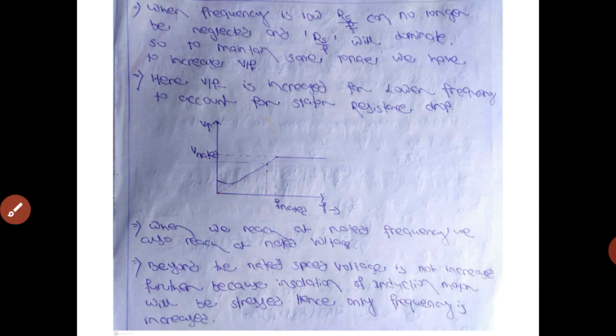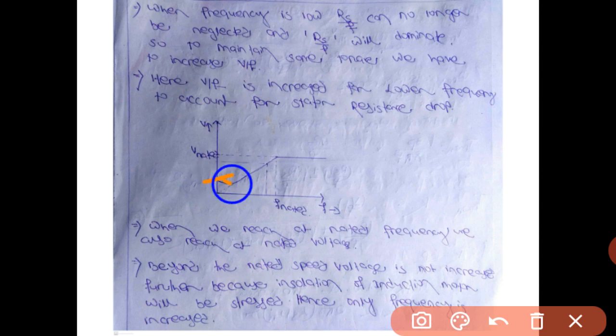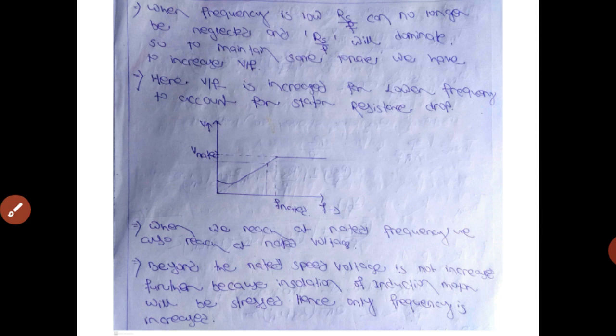Here if we see the relation between V and f, when frequency is high, this is the path, that is a straight line from the origin. But when frequency is low, we have to increase V by f to this, and the path will be this. So from this relation we can get the value of voltage at any frequency.